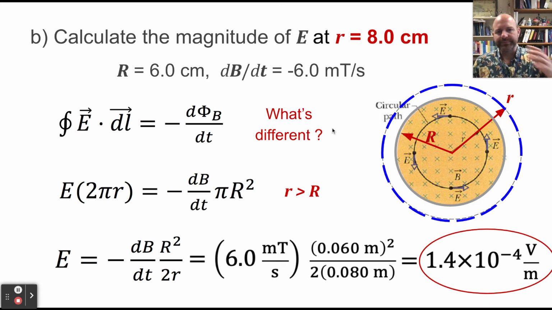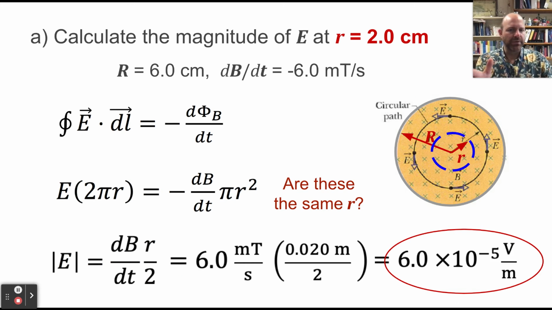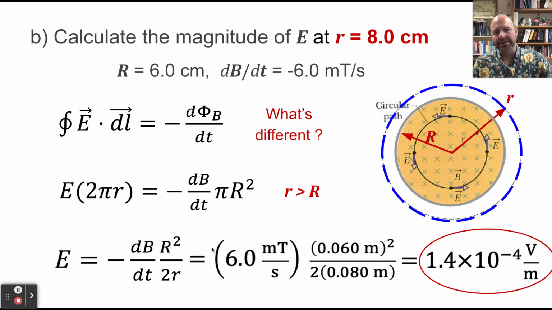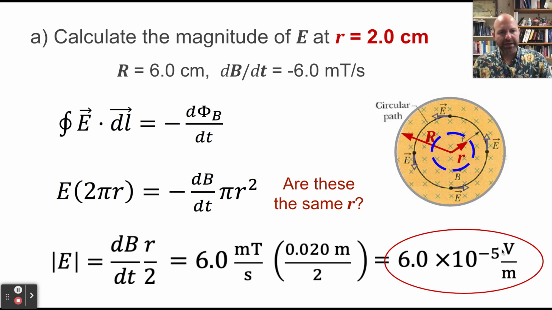So what's different here? If you go outside of that, now the R's are no longer the same. Inside, those two R's were the same. Outside, they're not. And what we end up with is here.